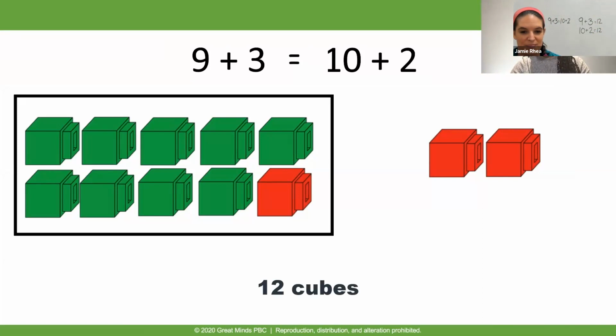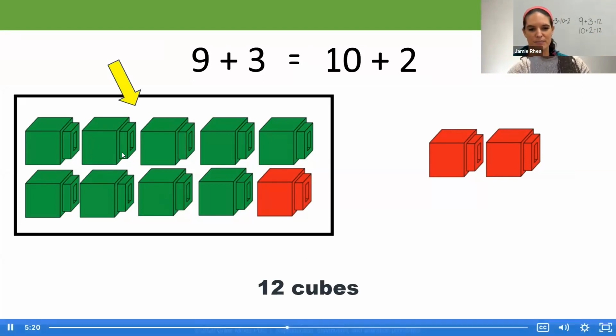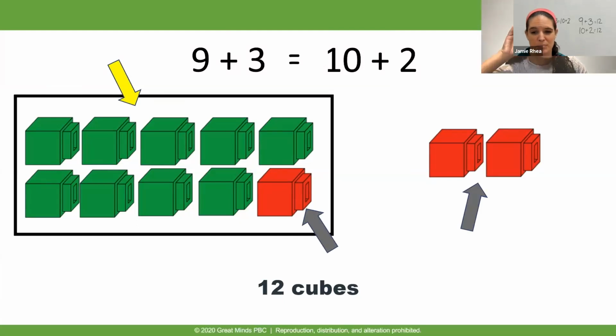Can you point to Maria's 9 cubes for me? Yes. Can you point to Tony's 3 cubes for me? 2 here and 1 here. I notice that you're pointing to 2 different places. Why is that? Because we have them in 2 different places, don't we? We have 2 here and 1 here. That's right, because we broke down the 3 into 2 and 1.